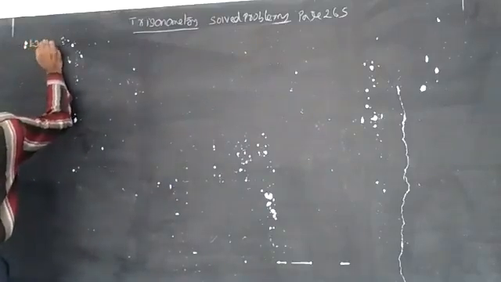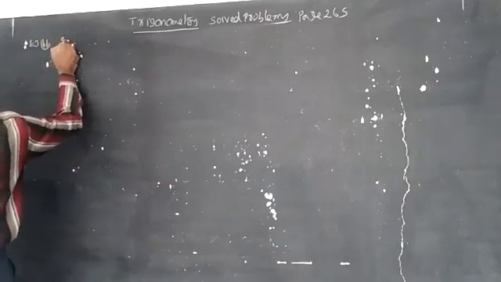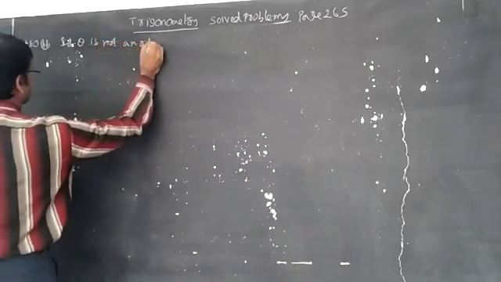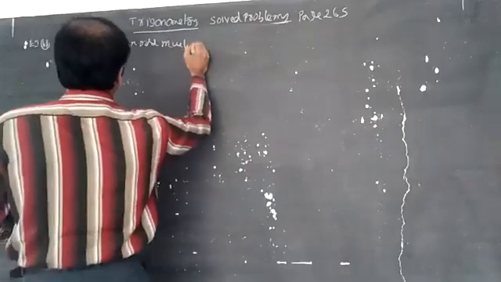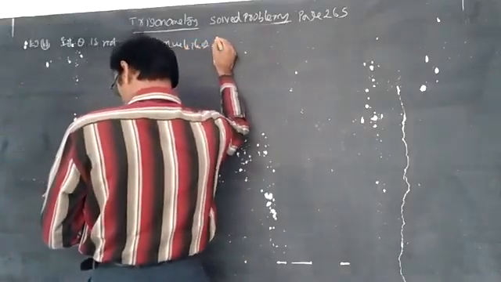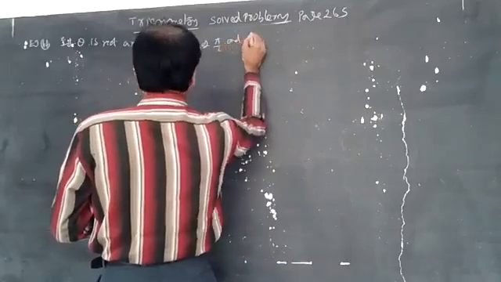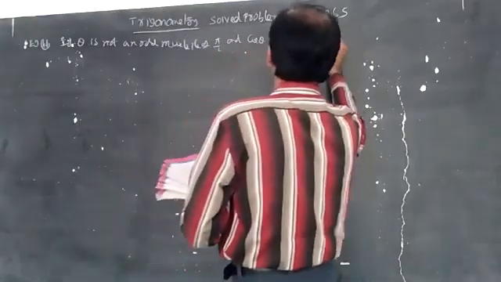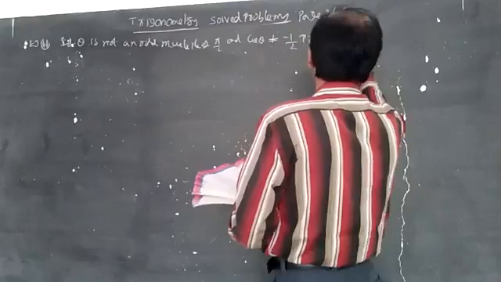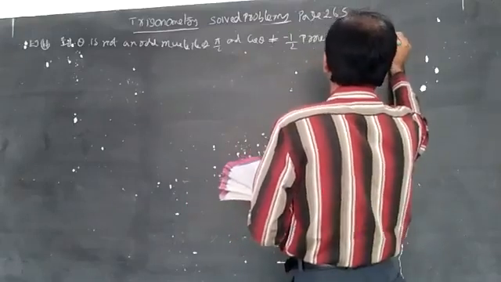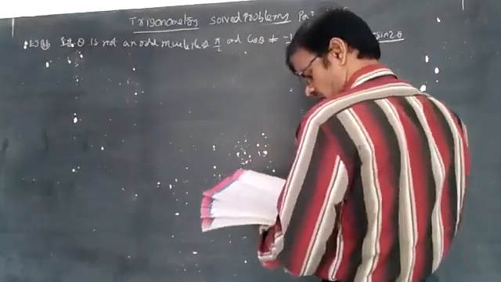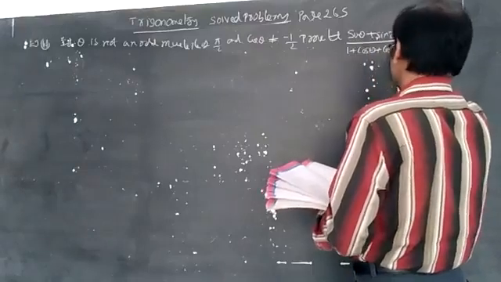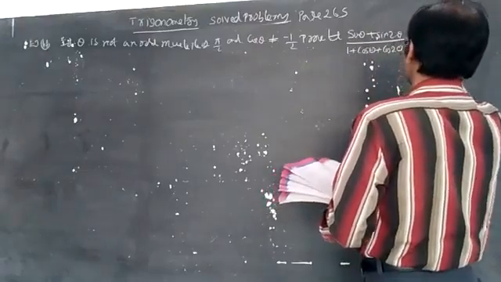Example 14. If theta is not an odd multiple of pi by 2, and cos theta is not equal to minus 1 by 2, prove that (sin theta + sin 2 theta) / (1 + cos theta + cos 2 theta) = tan theta.